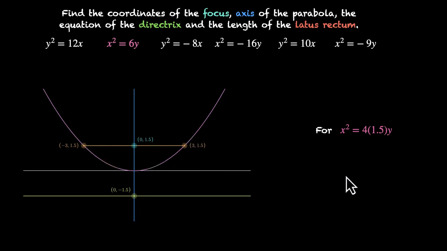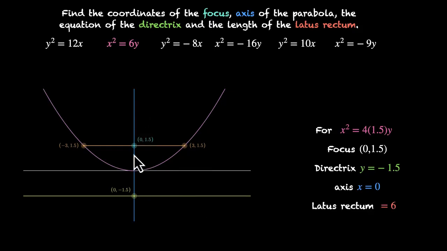Let's write this down. The focus is (0, 1.5). The focus is on the y-axis. The directrix is y equals minus 1.5. The axis is x equals 0. This time the y-axis becomes the axis. And the latus rectum is going to be 4 times a, that's going to be 6.